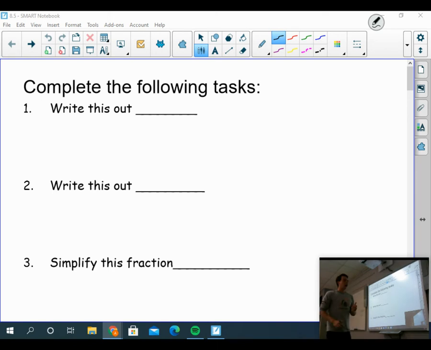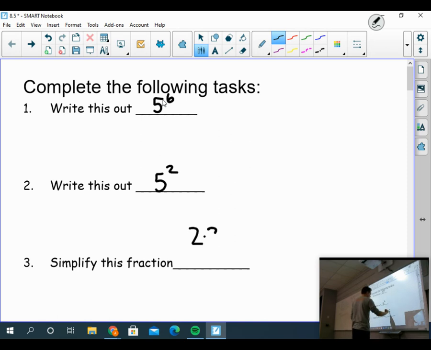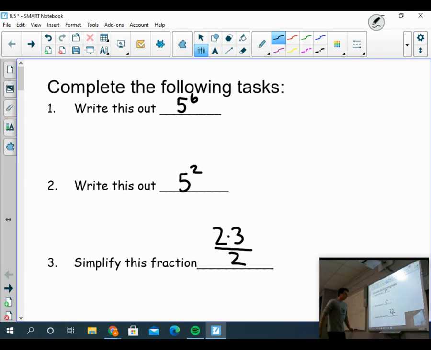This is going to be the 8.5 instructional video. To kick things off, I want you to do three things here. On your own, on your piece of paper that you're taking notes on, write out 5 to the 6th, write out 5 squared, and simplify the fraction 2 times 3 over 2. Go ahead and pause the video and do that on your own.